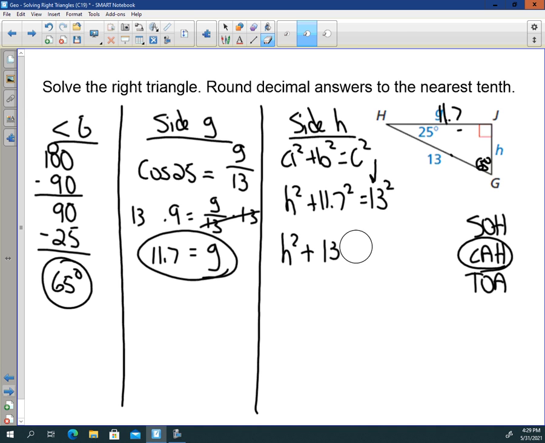Come on, Miss White. Equals, and what's 13 squared? 169.